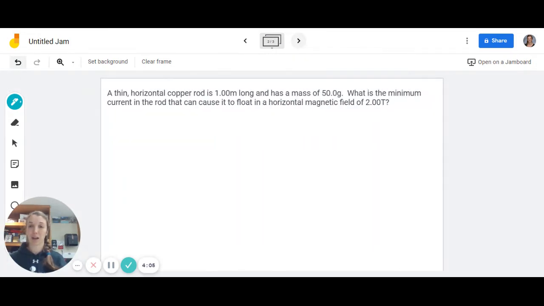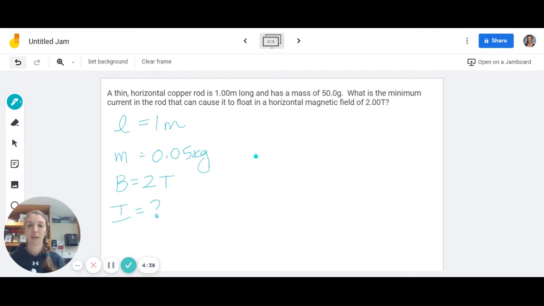A thin horizontal copper rod is 1 meter long and has a mass of 50 grams. What is the minimum current in the rod that can cause it to float in a horizontal magnetic field of 2 Tesla? So let's write out what we know. We know the length of the rod is 1 meter. We know that the mass is equal to 50 grams, which is 0.05 kilograms. We always want to be in SI units. We know the magnetic field is equal to 2 Tesla, and we want to know what the current is.